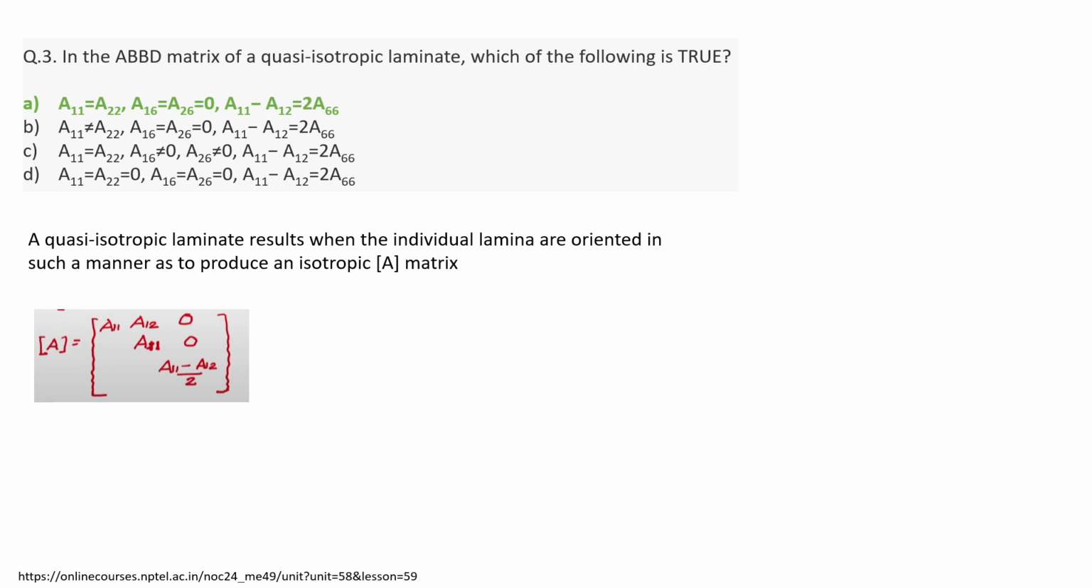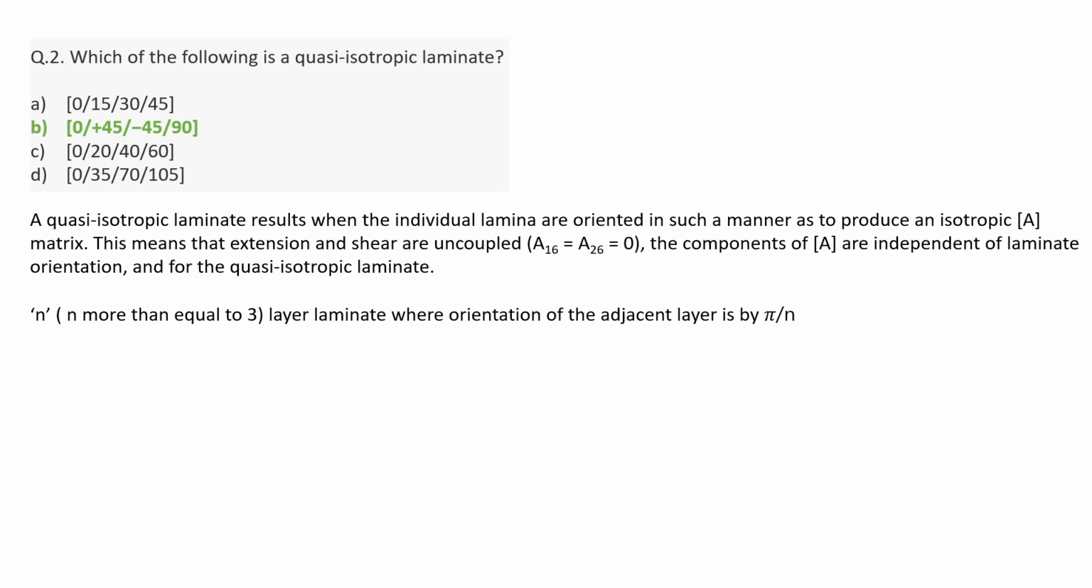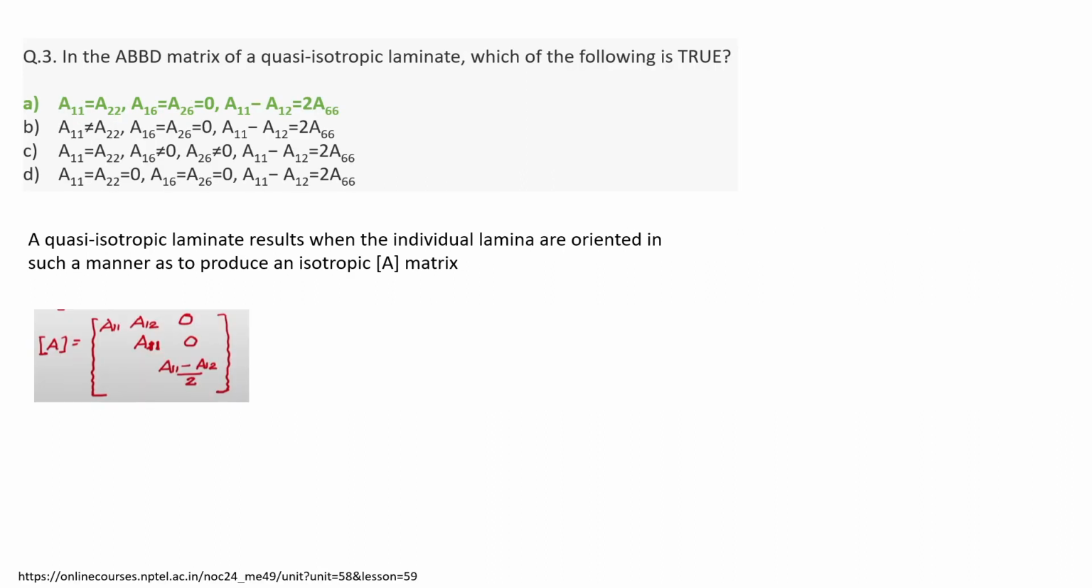The next question is, in the ABBD matrix of a quasi-isotropic laminate, which of the following is true? So a quasi-isotropic laminate results when the individual lamina are oriented in such a manner as to produce an isotropic A matrix. And as discussed before, the A16, A26 values will be equal to 0. So in option A and option B, we can see A16 and A26 are equal to 0, and also option D.